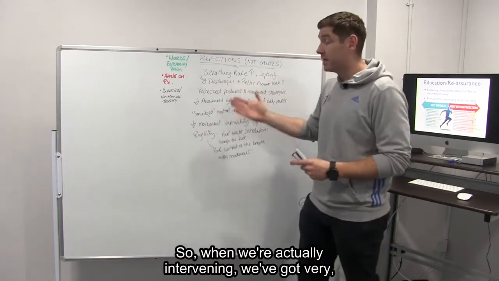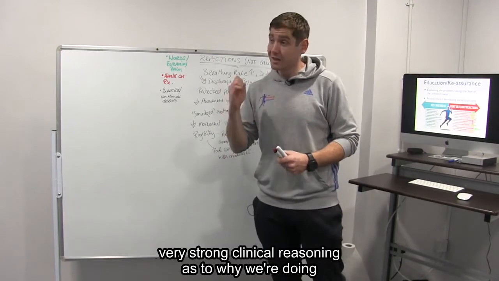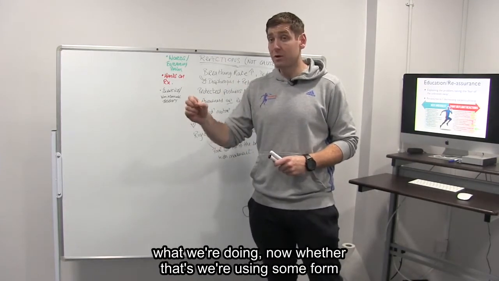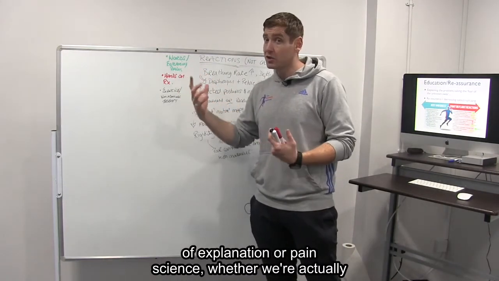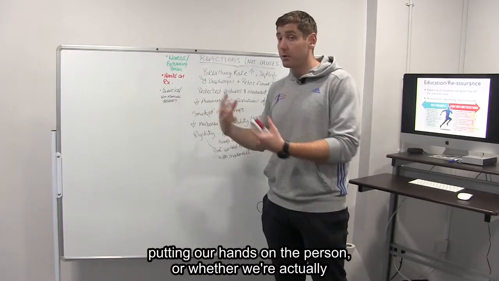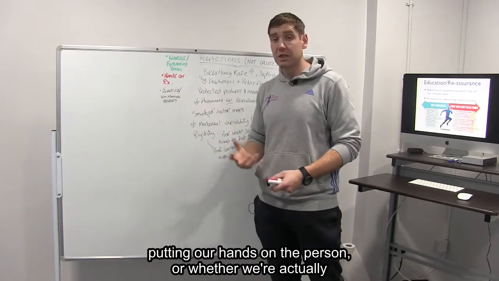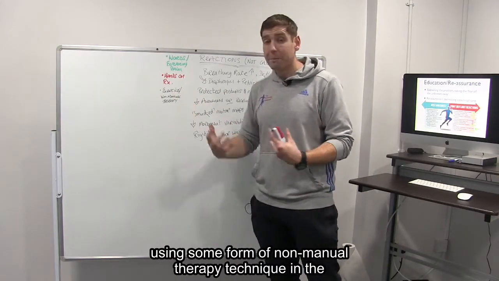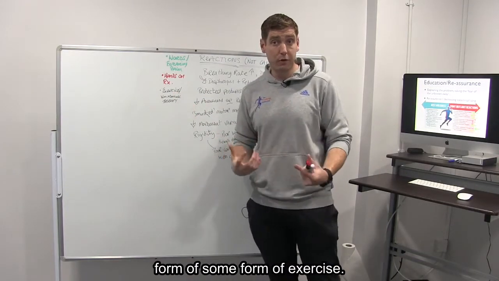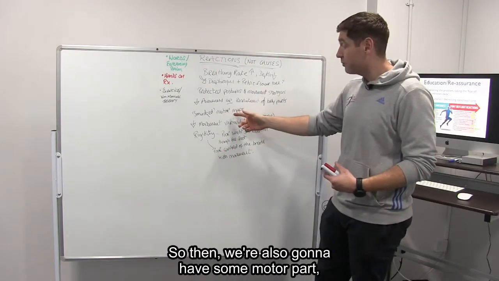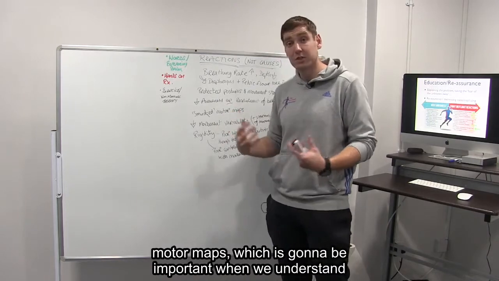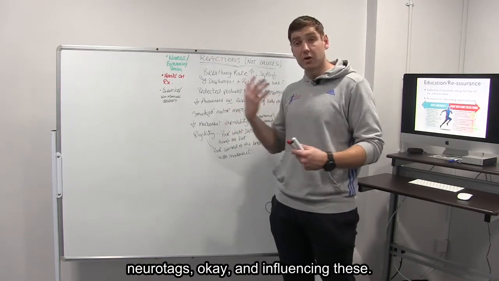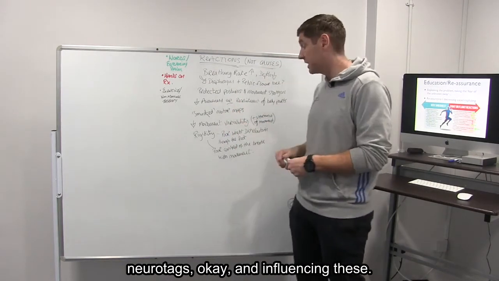So when we're actually intervening, we've got very strong clinical reasoning as to why we're doing what we're doing. Whether that's using some form of explanation or pain science, whether we're actually putting our hands on the person, or whether we're using some form of non-manual therapy technique in the form of exercise. We're also going to have some smudged motor maps, which is going to be important when we understand neurotags and influencing these.